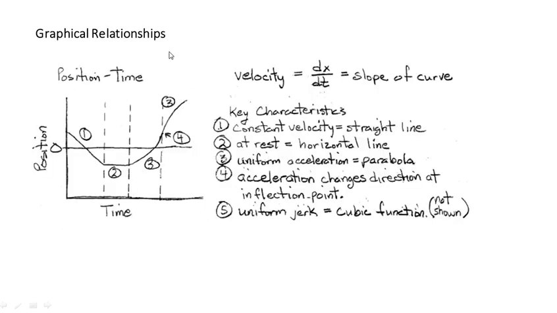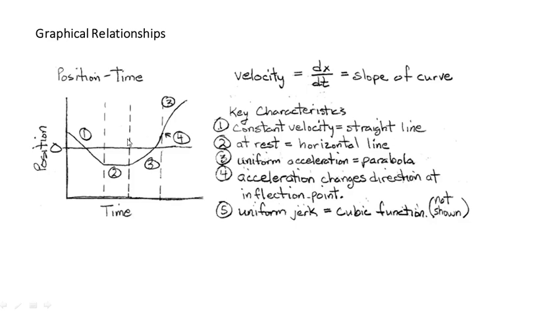Let's take a look at graphical relationships between these quantities. First, we'll look at a position time graph. On the y-axis is the position, on the x-axis is the time. So this simply graphs the position as time goes on. Velocity is the derivative of position with respect to time, or the slope of the curve. So by measuring the slope at any point on this curve, we can get the velocity for that specific instant of time.